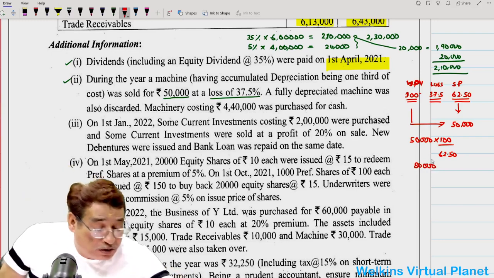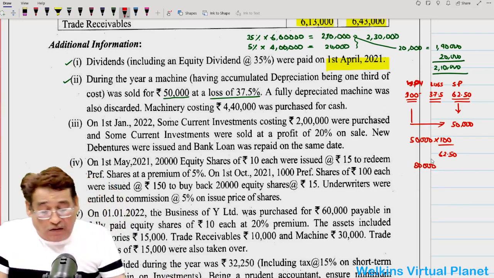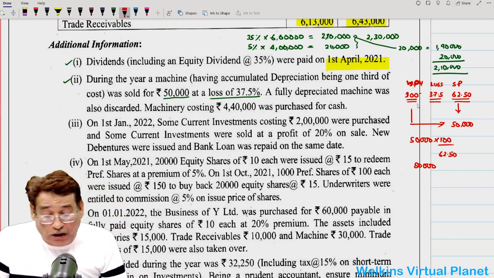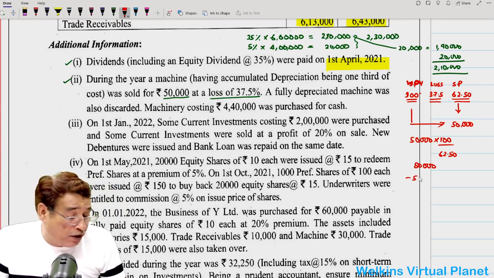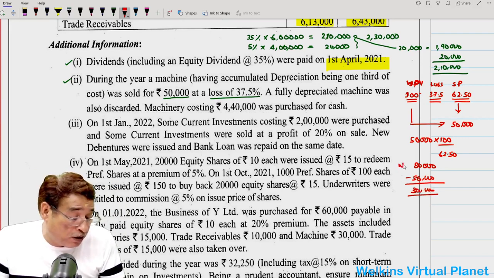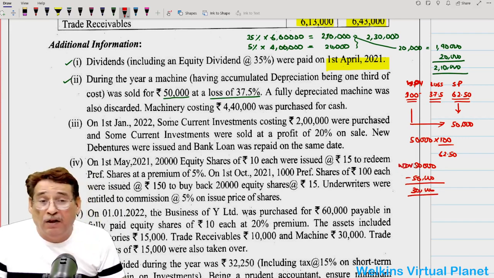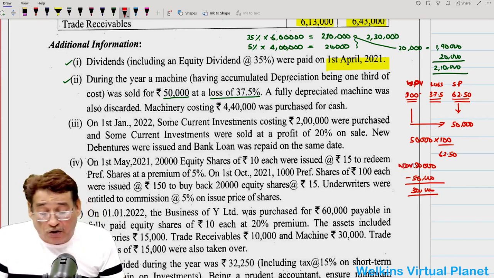Now try to understand this point. At least you have been able to find out that the written down value of this machinery was 80,000, which you sold for 50,000. So that means if you sold it for 50,000, your loss is 30,000. At least we have been able to find out this much. Correct? Now I have to find the cost.